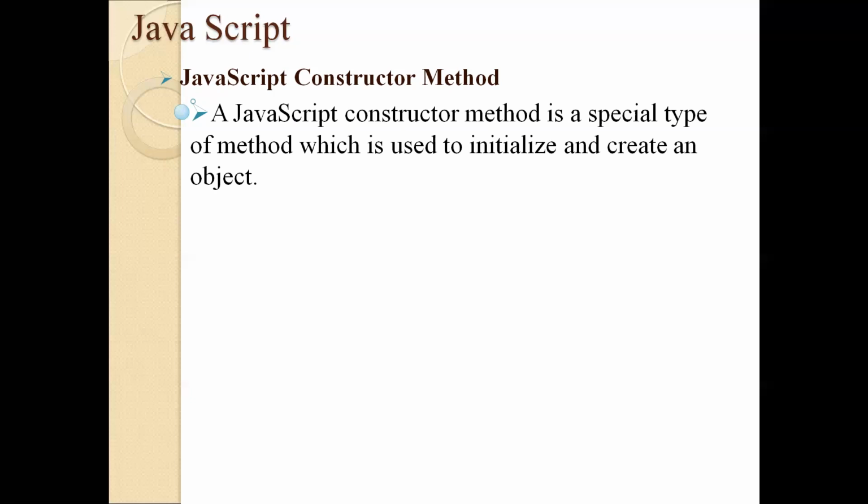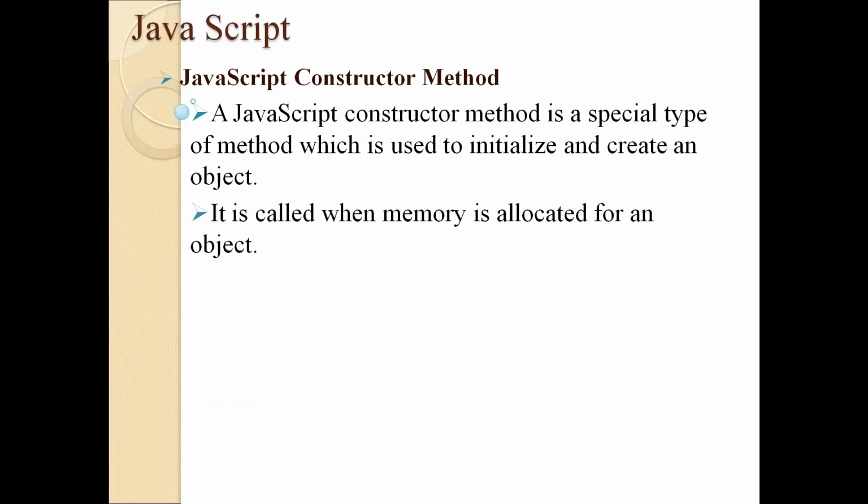So a JavaScript constructor is a special type of method which is used to initialize and create an object. Next one. It is called when memory is allocated for an object. So the constructor in JavaScript will be called whenever memory is allocated for an object, and then the constructor will be automatically called. We all have studied that no one can call the constructor explicitly. When you want to call a constructor, you need to create an object for that class.